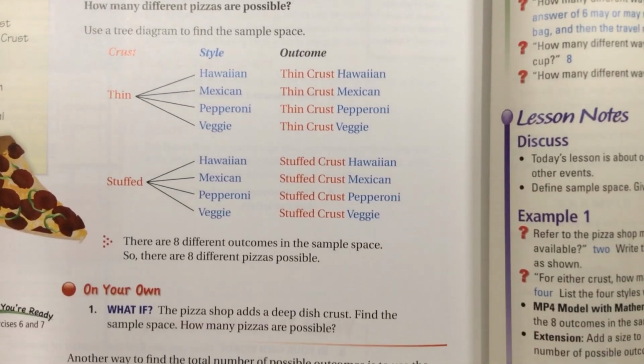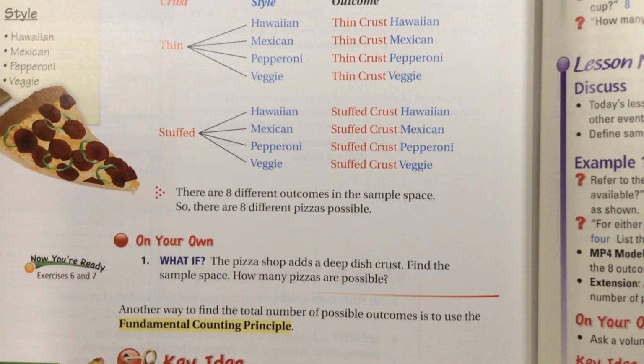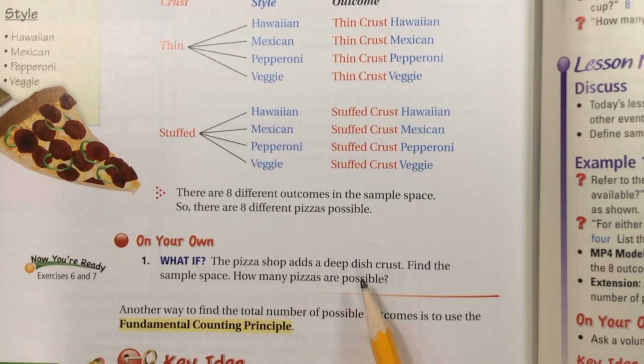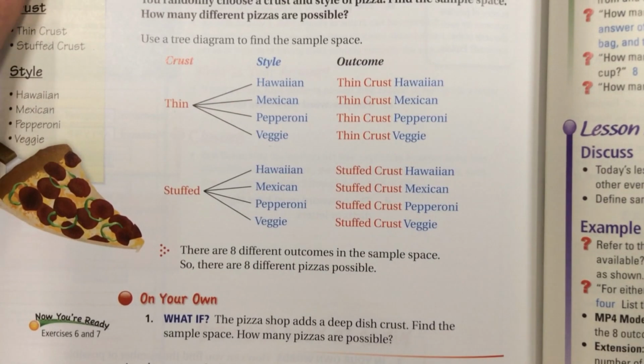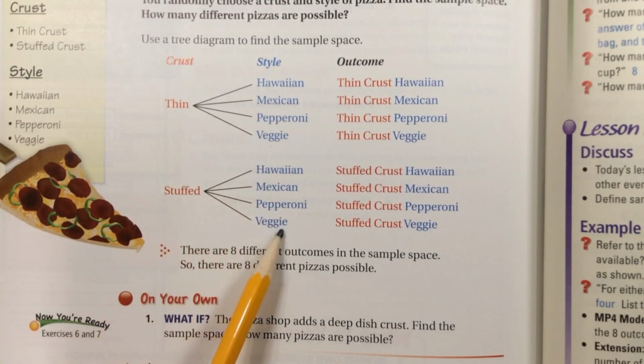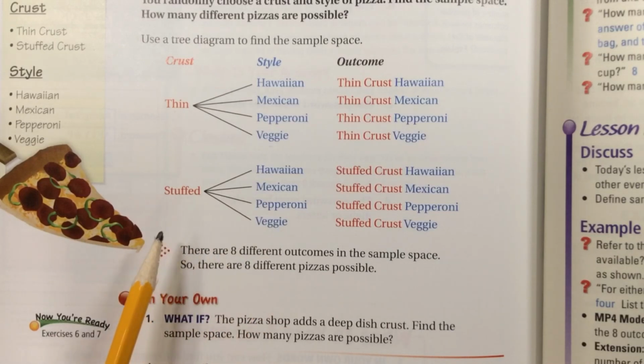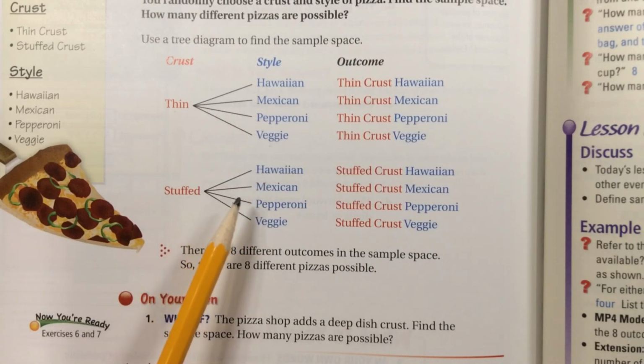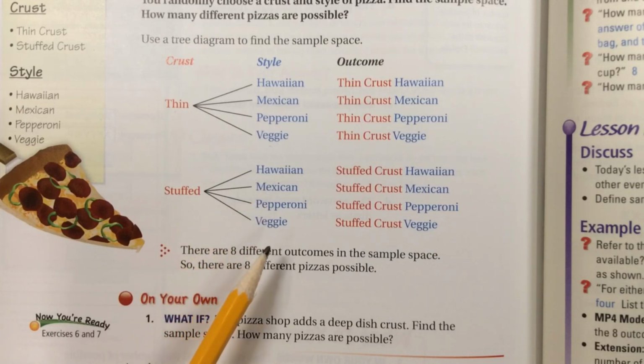So let's finish up this one on your own here. It says, if the pizza shop adds a deep dish crust, find the sample space. How many pizzas are possible? Well, let's think about it. If there's 4 possibilities for thin crust and 4 possibilities for stuffed crust, if they add another kind of crust, deep dish crust, there would be 4 more possibilities. A deep dish Hawaiian, a deep dish Mexican, a deep dish pepperoni, and a deep dish veggie. So there would be 12 total possible pizzas. And I would probably try them all.